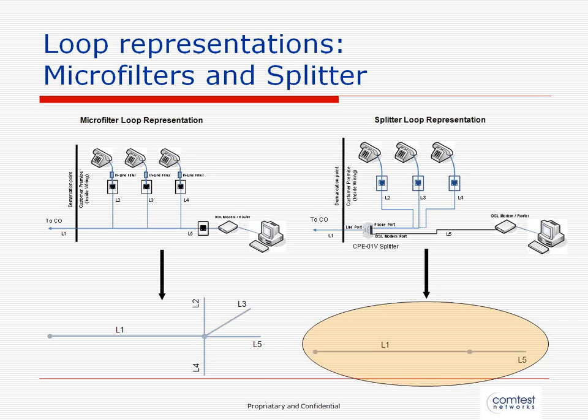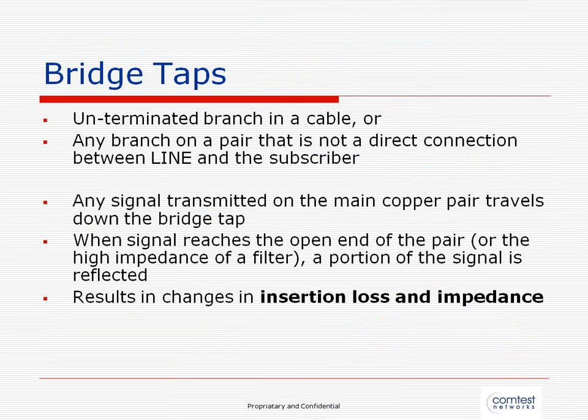So the next step of the presentation is to compare these two installations and the attainable data rates. Before we do that, I would like to take a quick moment to briefly address the definition of a bridge tap. A bridge tap is an unterminated branch in a cable, or in this discussion, any branch on a pair that is not a direct connection between the line and the subscriber. Sometimes these are referred to as T-connections. In this case, we're using the term bridge tap to refer to any T or parallel connection in the copper pair, whether it is left unterminated or terminated with microfilter and or telephone equipment.